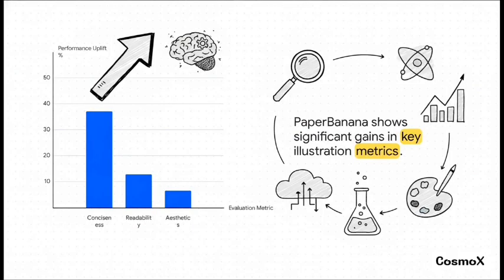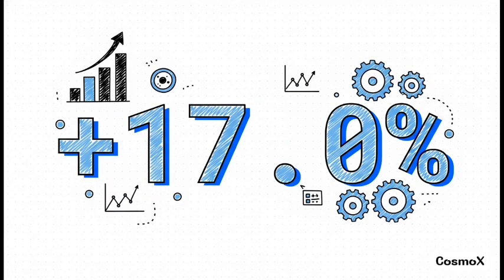They actually had another AI judge the outputs, and Paper Banana's creations were rated as way more concise. We're talking over 37% more concise. On top of that, they were more readable and just looked better than diagrams made with other methods. And the final score: the overall improvement was 17%. Now that might not sound like a huge number, but in the world of AI benchmarks, a 17% jump is a massive leap forward. It really proves that this whole multi-agent team approach works.